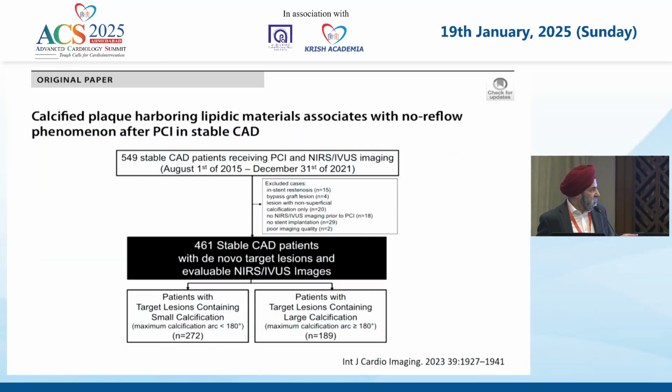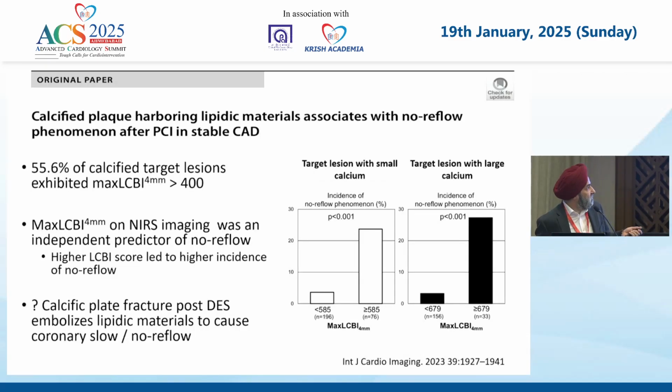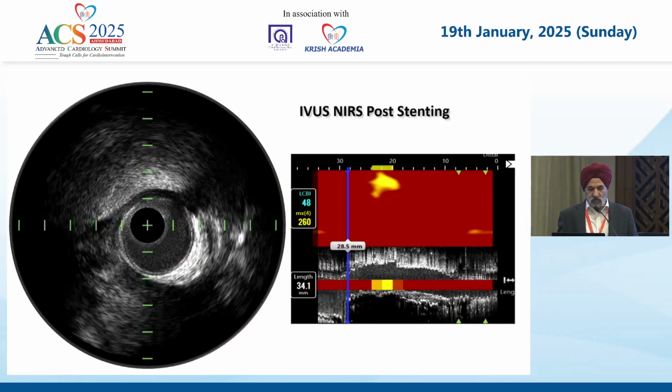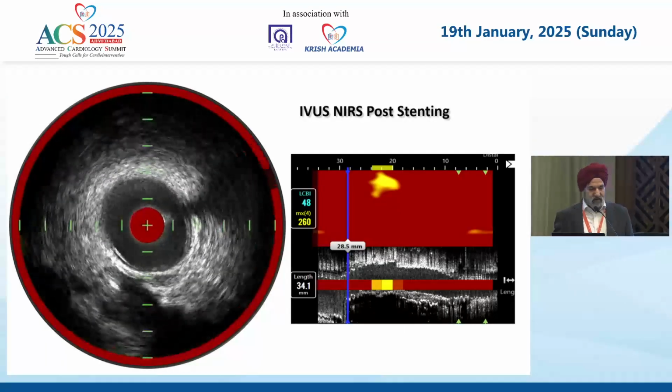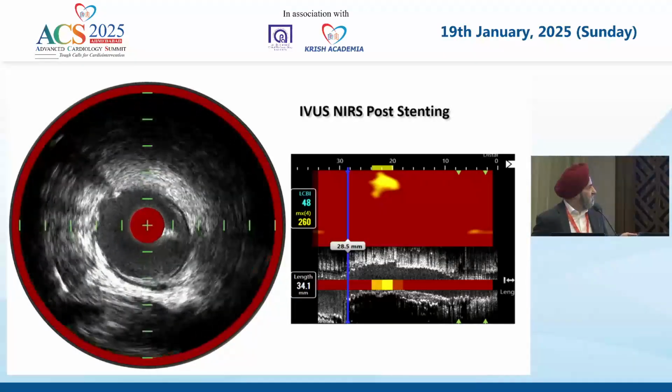Now, this has been studied in a small study where they divided the patients into two pools, those with the small calcific plate and the large calcific plate. They mention different cutoffs, but it's not uncommon to get slow flow in these patients. What is the reason for this? This probably could be distal embolization, redistribution, nobody knows. But if you have a high LCBI score, you should be prepared that there can be slow flow happening in these segments. So we went ahead and stented, and this is the stented part.